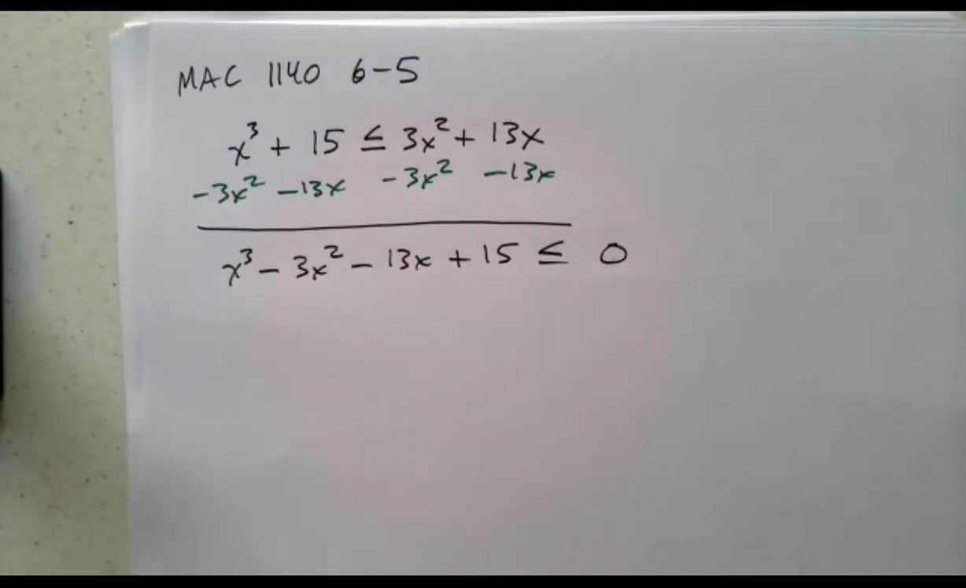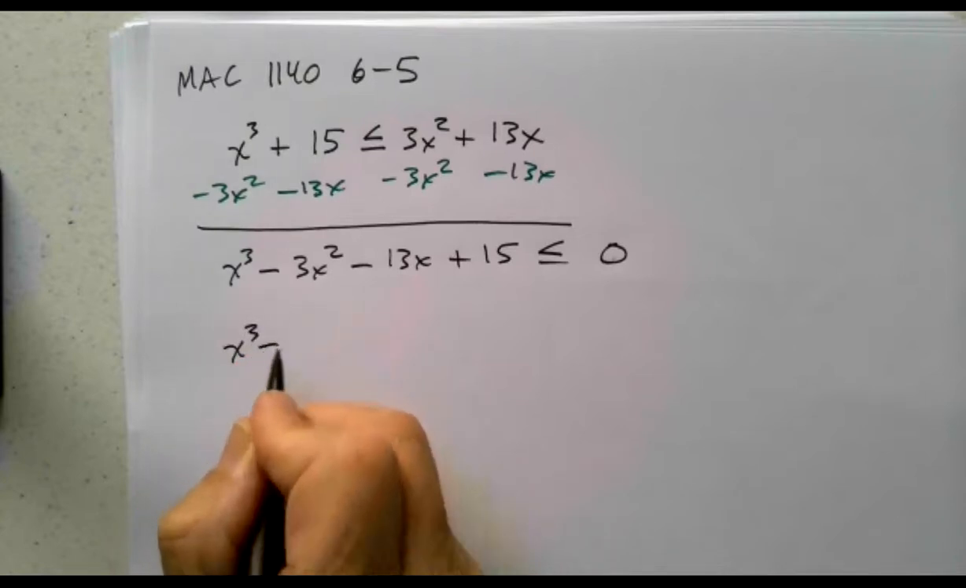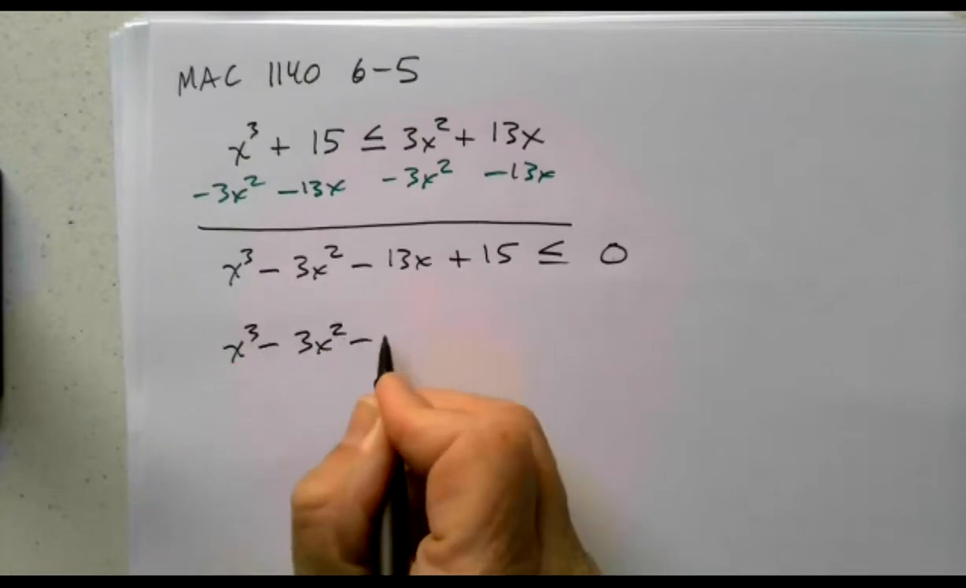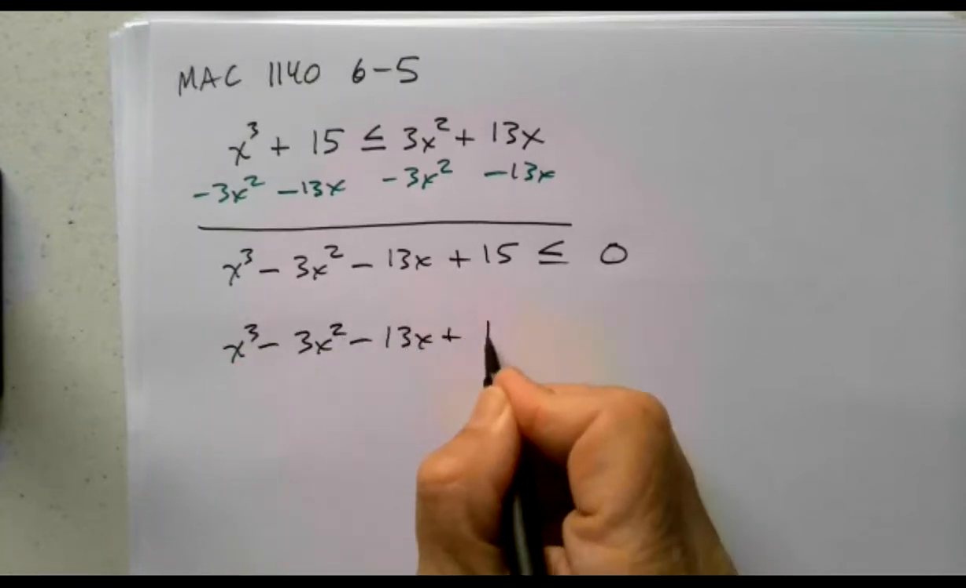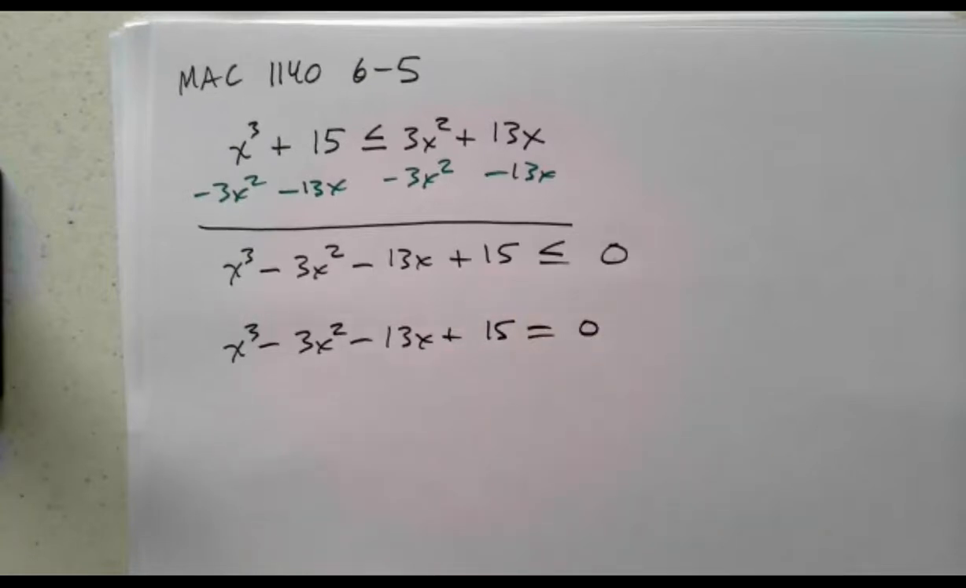So I want to solve this, but first I'm going to solve the equation. So the corresponding equation would be x cubed minus 3x squared minus 13x plus 15 equals 0. And how are we going to solve this? Well, we can go through our various synthetic division kinds of strategies.